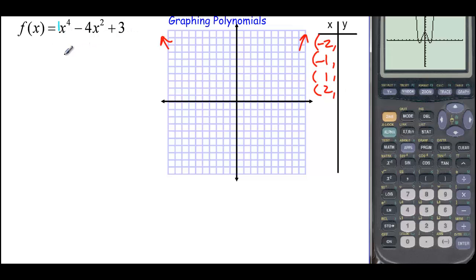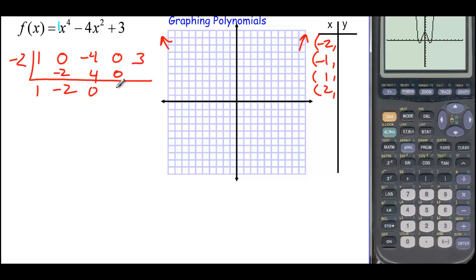Now notice when I synthetically divide this, I need to do 1. There's no x cubed, and there's no x to the 1st power. So it's going to look like that, obviously. We're going to try -2 first, and we're just going to fly through this because we're doing a pretty good job at synthetic division. And notice we get a value of 1. Okay, so we're going to get that point on the graph, (-2, 1).